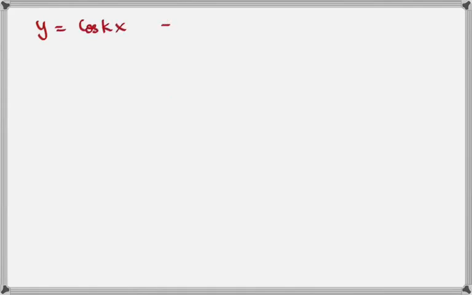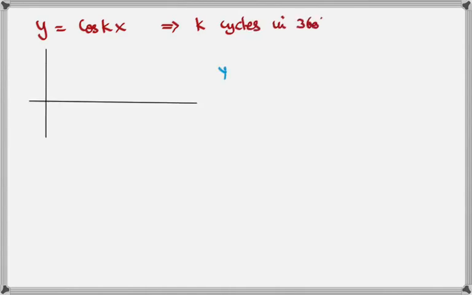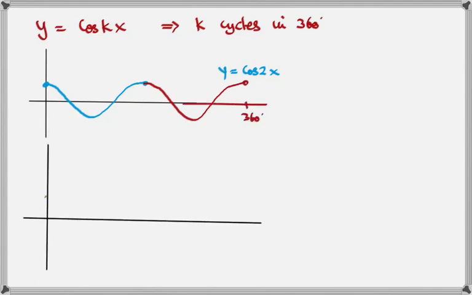Y equals cos kx. What was the rule? K cycles in 360 degrees. The rule for cosine and the rule for sine is the same. K cycles in 360. Y equals cos 2x. 2 cycles in 360. And remember the slogan, first draw, then label. One cycle, second cycle, 2 cycles in 360, therefore 1 cycle in 180.